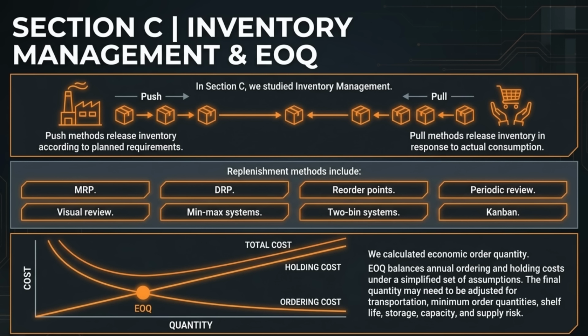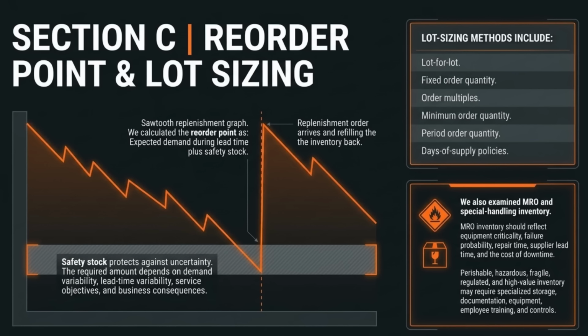The final quantity may need to be adjusted for transportation, minimum order quantities, shelf life, storage, capacity, and supply risk. We calculated the reorder point as expected demand during lead time plus safety stock. Safety stock protects against uncertainty. The required amount depends on demand variability, lead time variability, service objectives, and business consequences. Lot sizing methods include lot for lot, fixed order quantity, order multiples, minimum order quantity, days of supply policies.